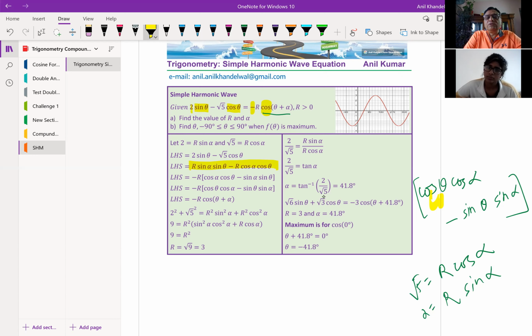Because if you substitute, now you did the substitution, right? Let's begin with letting 2 be r sine alpha. This is what you told me, right? And square root 5 be r cos alpha. We made the substitution in our left-hand side. We got this equation: r sine alpha sine theta minus r cos alpha cos theta, correct? Taking minus r common, so I'm taking minus r common to make the cosine terms come first.